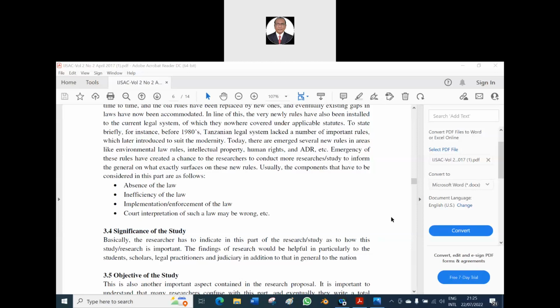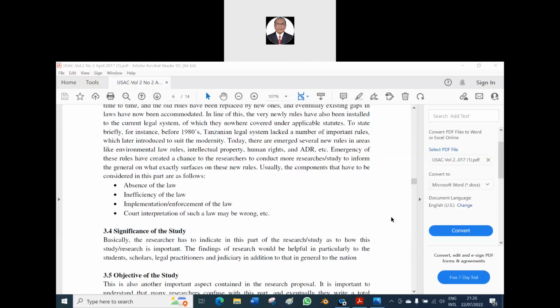Basically, the researcher has to show in this part of the study how the research is important. He has to always say, my goods are very good. Then only people will purchase them. If you don't show that your goods are good, do you think another person will purchase them? You always say that my research is number one because it will be useful to the country and useful to society, and you have to prove it.